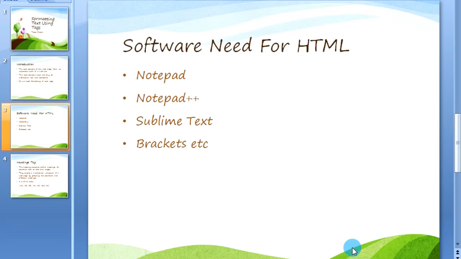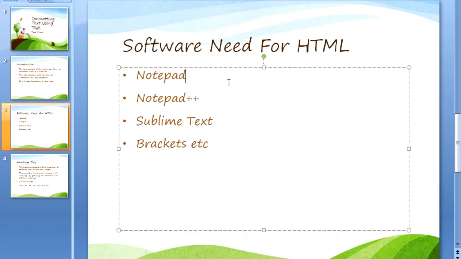Software needed for HTML. For coding HTML, we need simple software like Notepad, which we have in our Windows by default. Or if you want some advanced text editors, you can download Notepad++ or Sublime Text or Brackets, etc. You can find these softwares on Google.